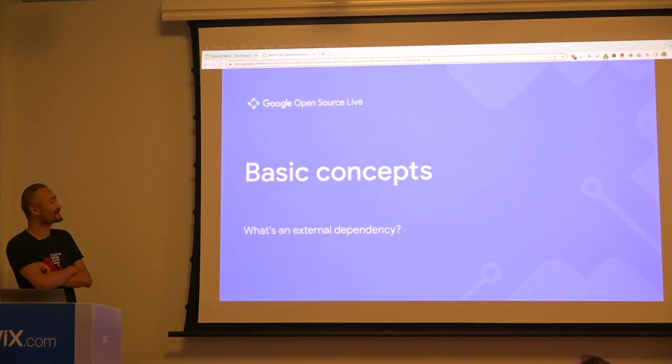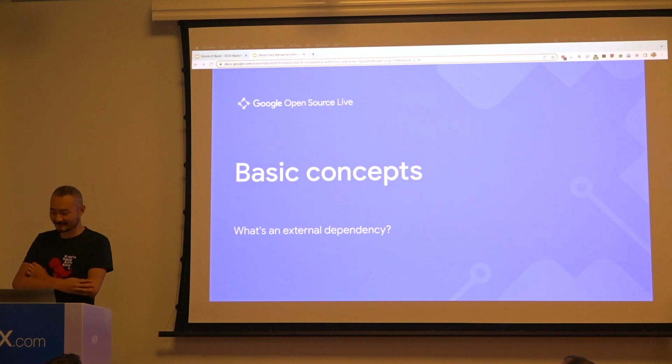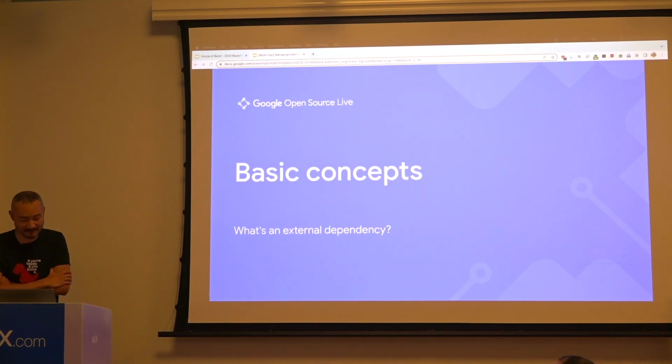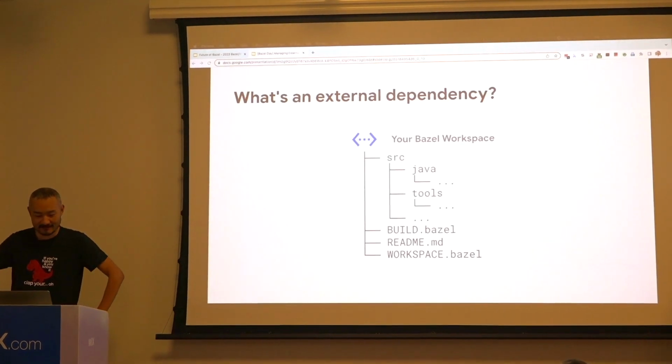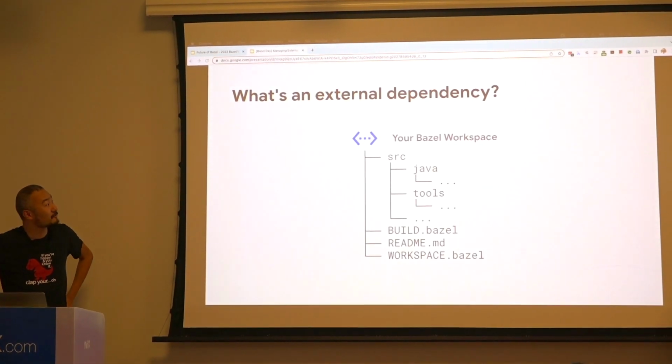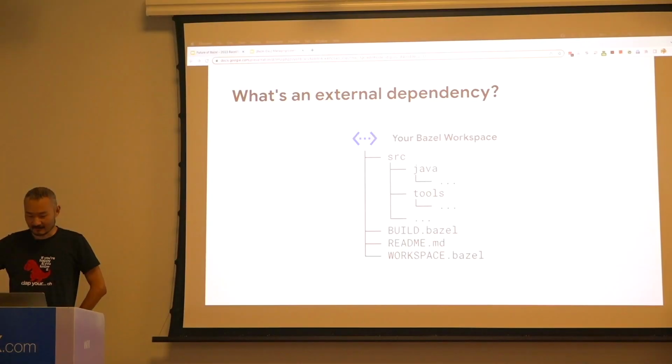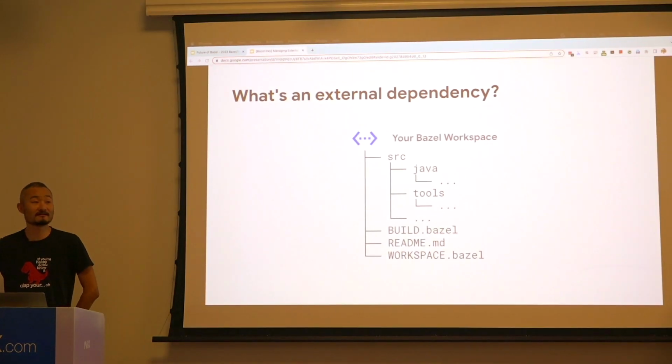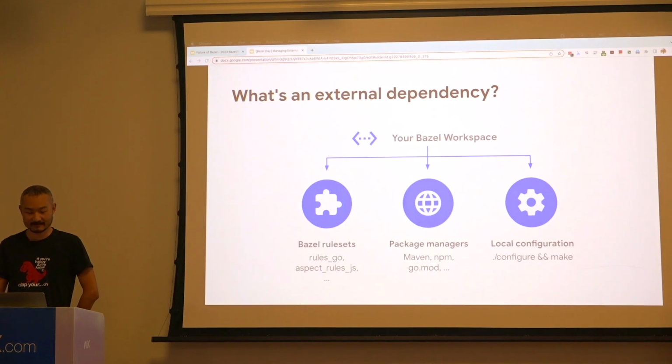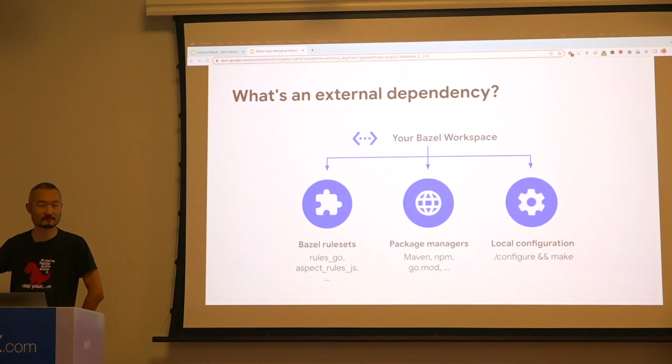Okay, so first up, let's talk about the basic concepts surrounding external dependency management in Bazel. So starting with what is an external dependency. Imagine you have your Bazel workspace, with all the source directories and the files you would normally have. This is the directory you're running your Bazel commands from. An external dependency is basically anything that's not from this directory, also called your workspace.